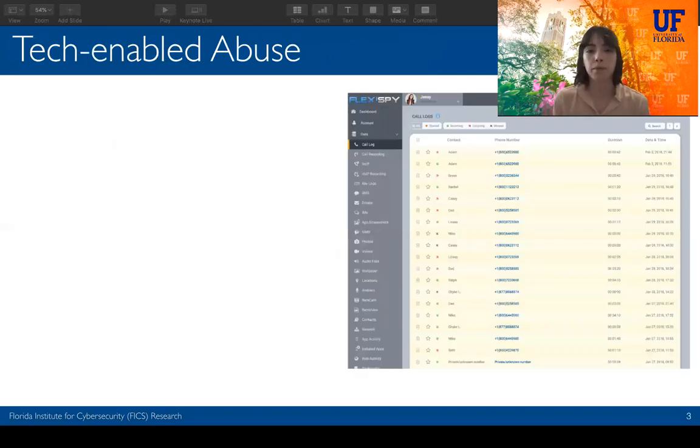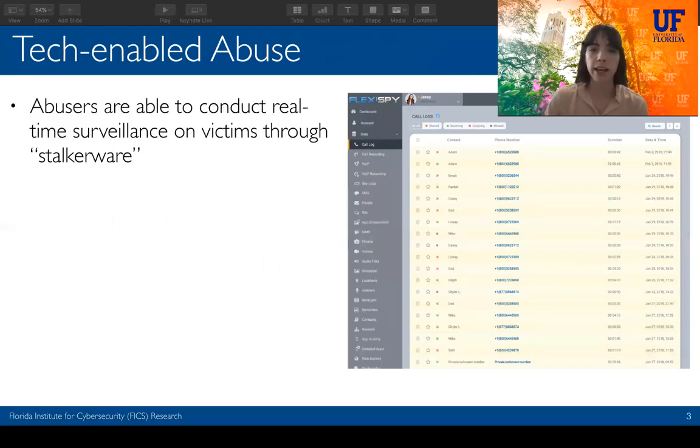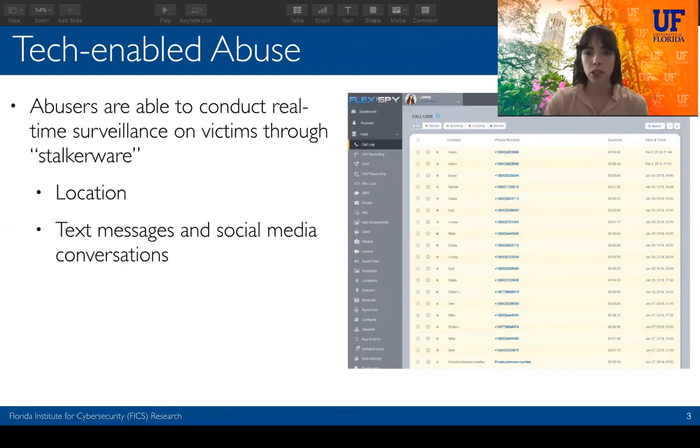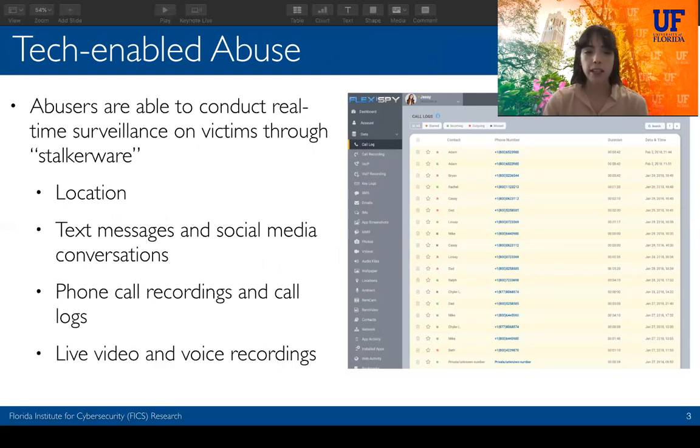And this is only increased by the ability for tech-enabled abuse. Today, I'd like to introduce you to Stalkerware. It's one type of tech-enabled abuse that allows abusers to remotely access information on the victim's phone and conduct real-time surveillance. It allows them to access the victim's location, view their text messages and social media conversations, listen to phone call recordings, and view their call logs. And in some cases, they're able to access their camera and microphone, allowing them to see live video and voice recordings around the phone happening at that time. This is all done remotely, where the abuser can access it on different types of platforms.